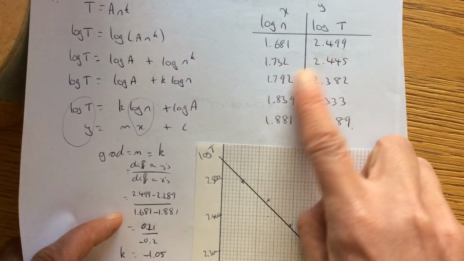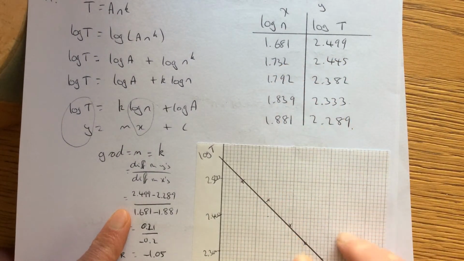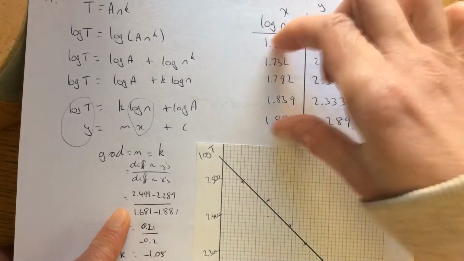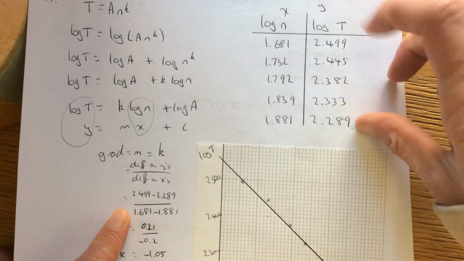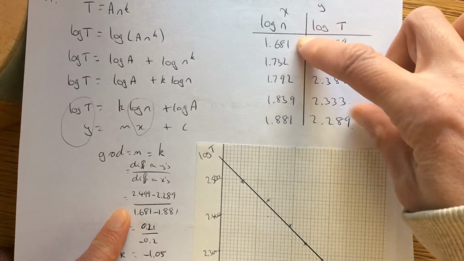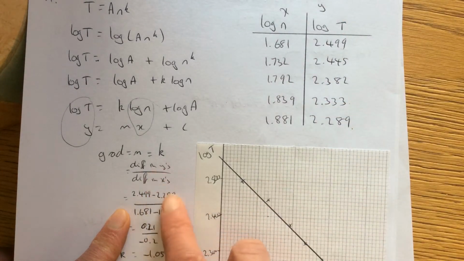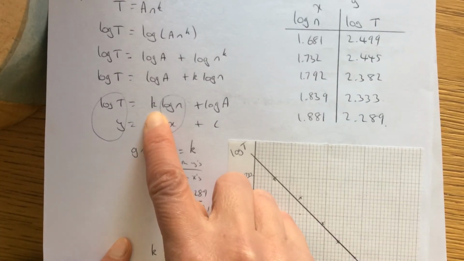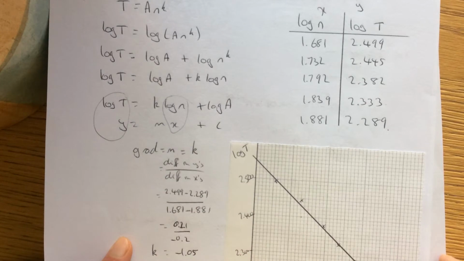Now I would tend to take them from the table rather than trying to read them from the graph. I do tend to use the first 2. Sorry, the first and the last. So this one, take away this one, and this one, take away this one. Just make sure you get the y's over the x's. Work out your gradient. So that was your gradient, which is k. So you've now got an answer for k.